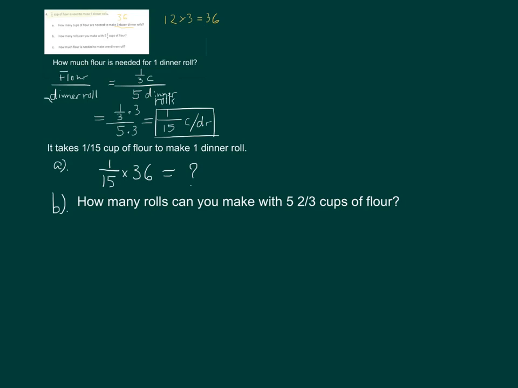Okay, so 5 and 2/3 divided by 1/15. Once again, don't forget to change the mixed number into an improper fraction before you simplify. And I will leave this to you too. Okay, and we already did part C. So that's it.